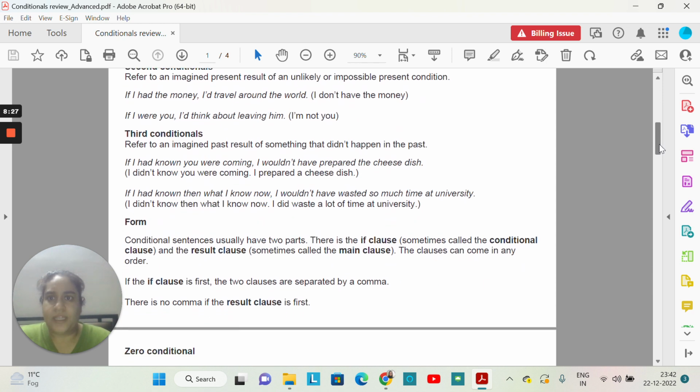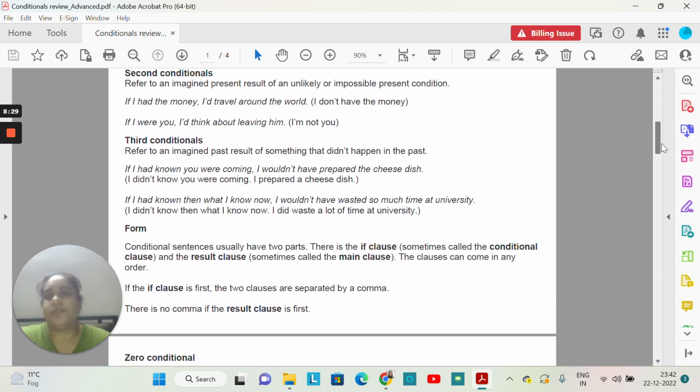Now let's move to the second conditionals. Now here we're going to keep in mind our past tenses. Second conditionals, when do we use it? It refers to an imagined present result of an unlikely or impossible present condition. That means in simple terms, we're talking about something hypothetical. You don't know, it's an unlikely situation. You're not really sure about it. Fine, let's go through the example.